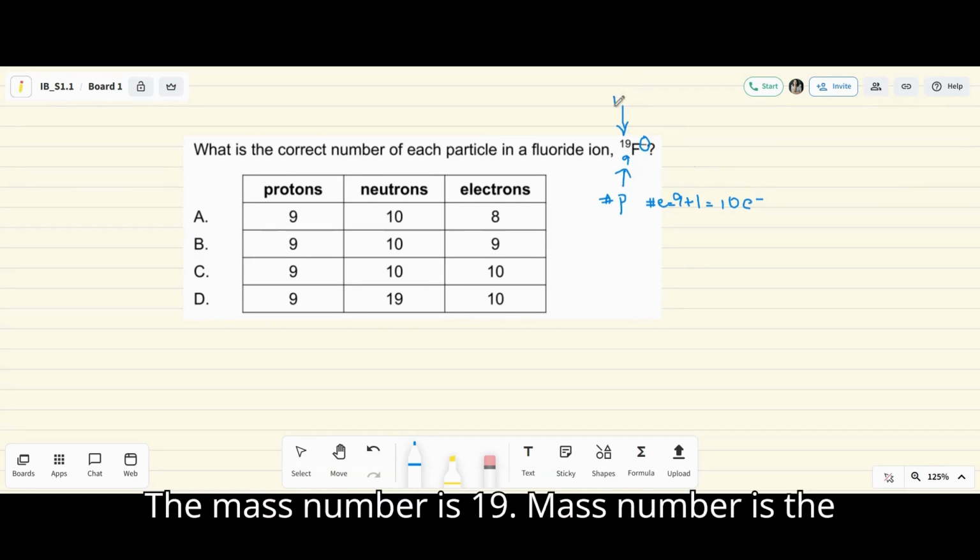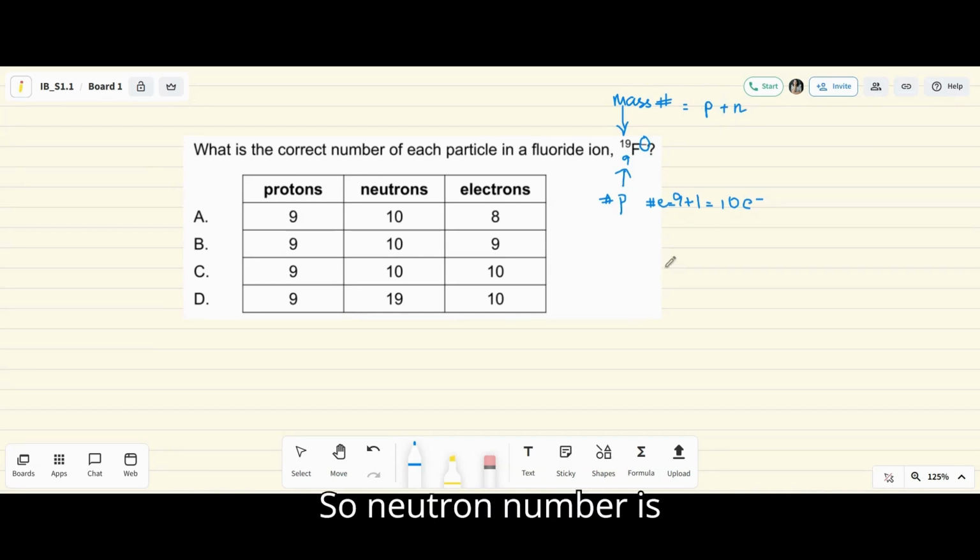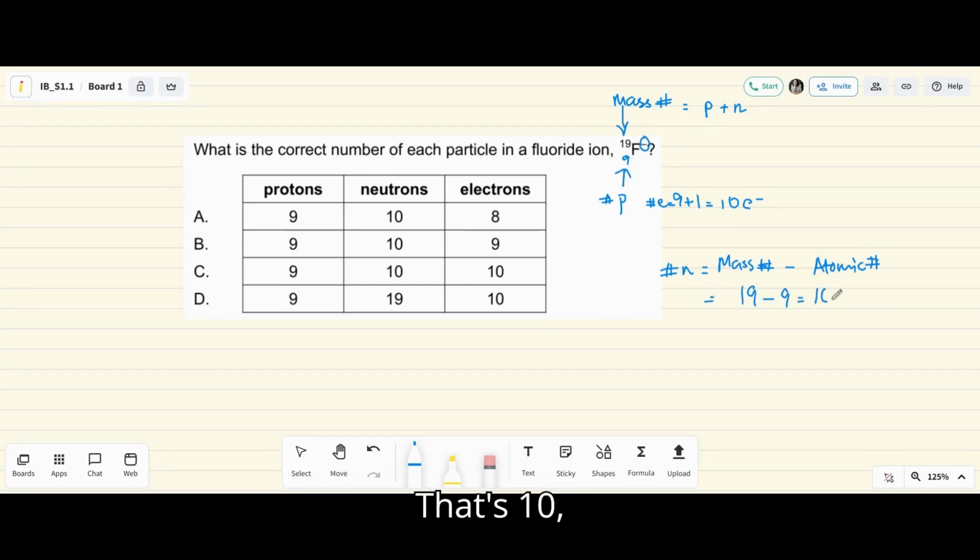The mass number is 19. Mass number is the total number of protons and neutrons. So neutron number is just the mass number minus the atomic number. So it's 19 minus 9. That's 10. Hence we have 9 protons, 10 neutrons, and 10 electrons. Choice C.